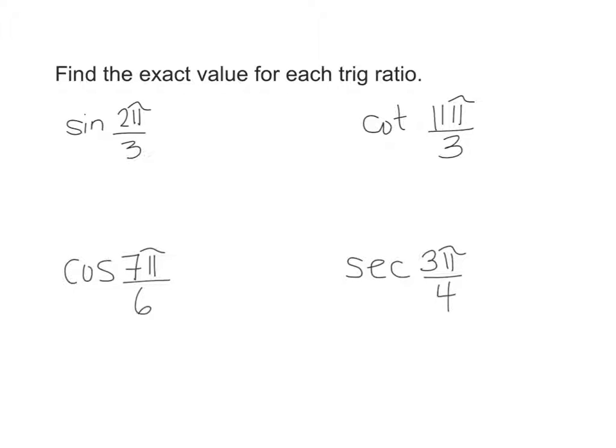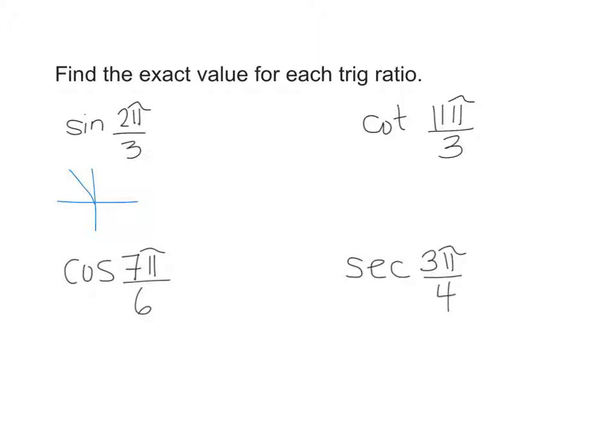Here's the type of thing that we need to be able to do. Find the exact value for each trig ratio. The sine of 2 pi over 3 is the first one. First thing I want to do when I have this question, find the sine of 2 pi over 3, is I want to figure out where is 2 pi over 3 in standard position. So I'm just going to draw a little coordinate system. And I want 2 pi over 3.